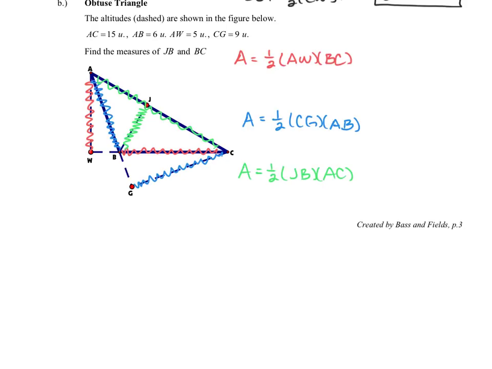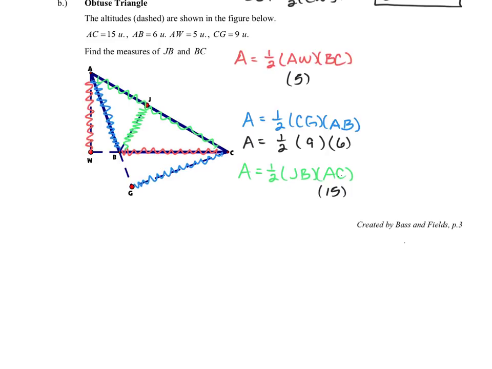So we're going to fill that in. So AC is 15, so I'm going to find my equation that has the 15 in it. AB is 6, so I'm going to find that as a 6. And AW is 5, so I'm going to fill in the 5 there. And CG is 9. So what I notice here when I fill this in is that I actually am able to calculate the area of the triangle using the blue segments. So I'm going to go ahead and I'm going to finish that off.